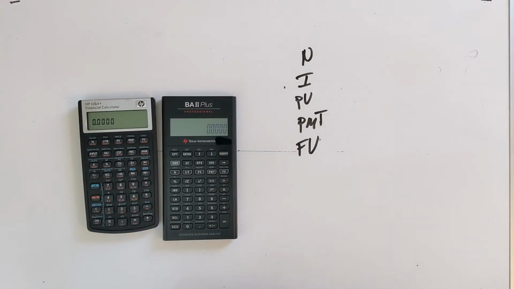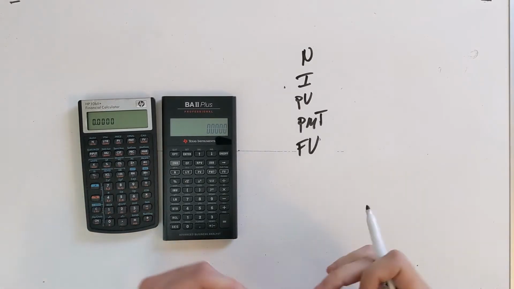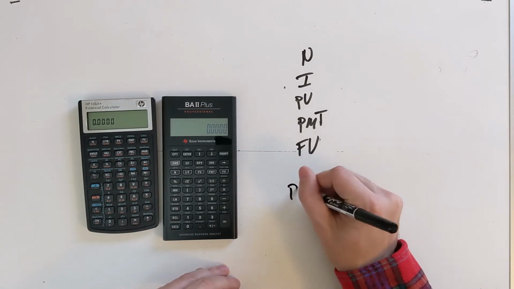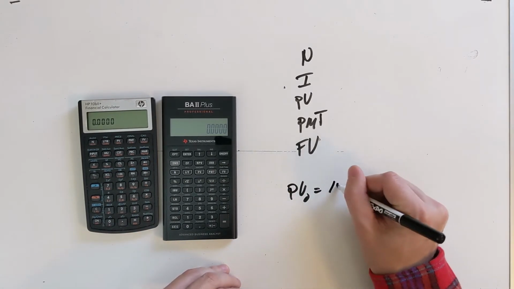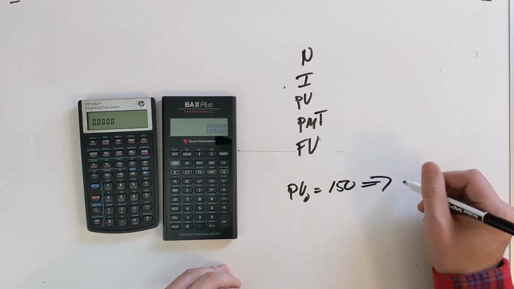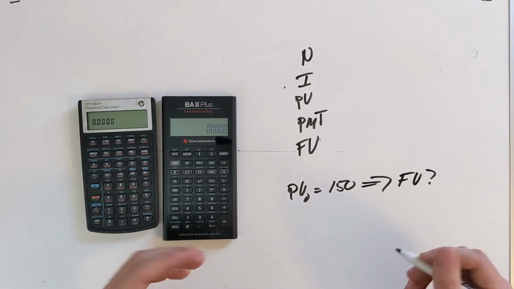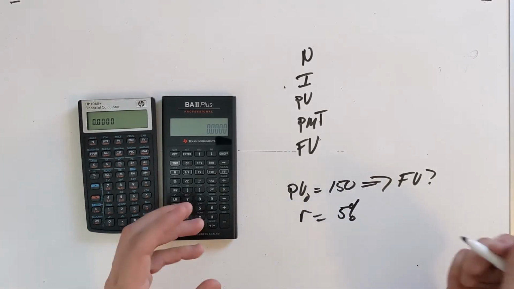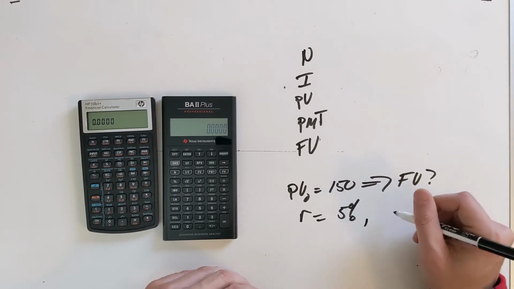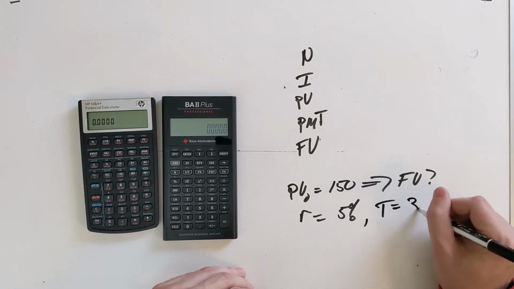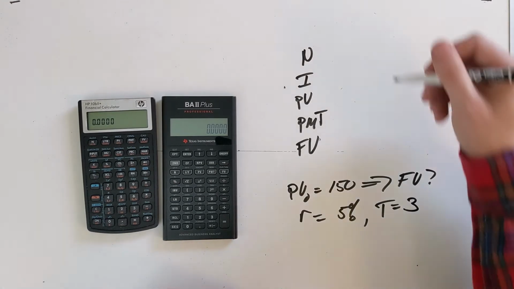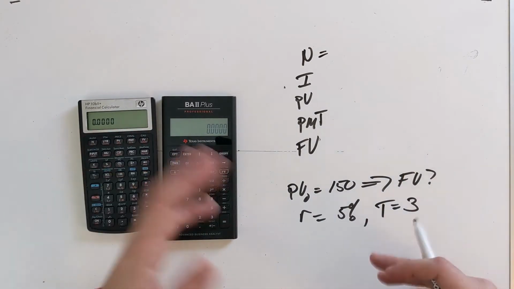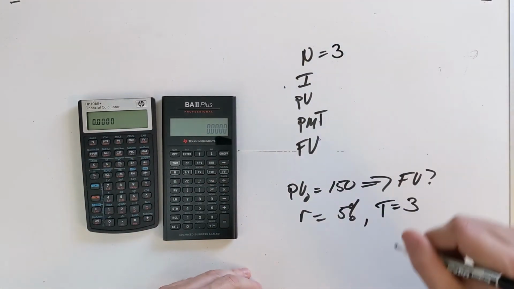So let's do a very simple little problem where we want to know, if we make an investment of $150 today, how much will the future value be if our interest rate is 5% per year, and let's say there are 3 years. Well, in that case we want to set N equal to 3. We've got 1 period per year. We didn't say anything about compounding, so let's just say that there are 3 years.